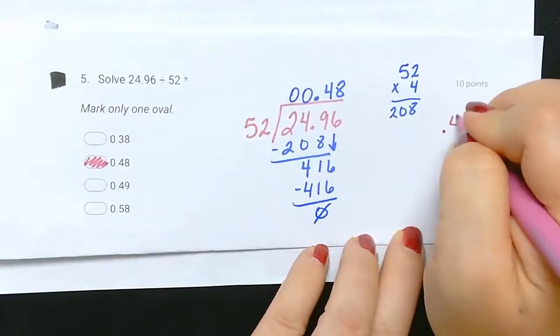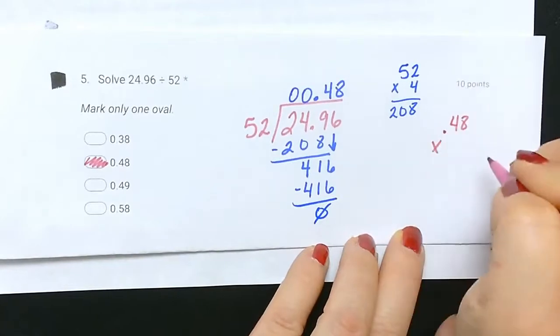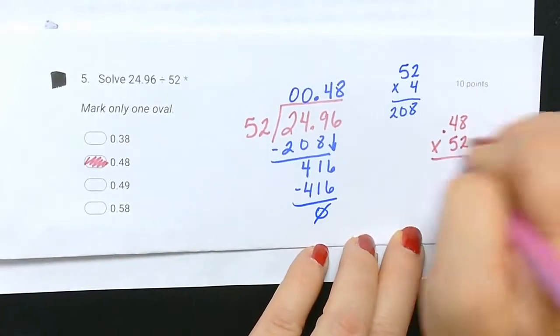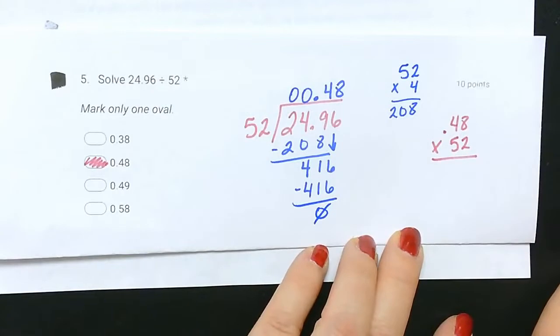So I've got 48 hundredths times 52. Go ahead and pause your video so you can check your work, and then come back and we'll see if we get the same answer.